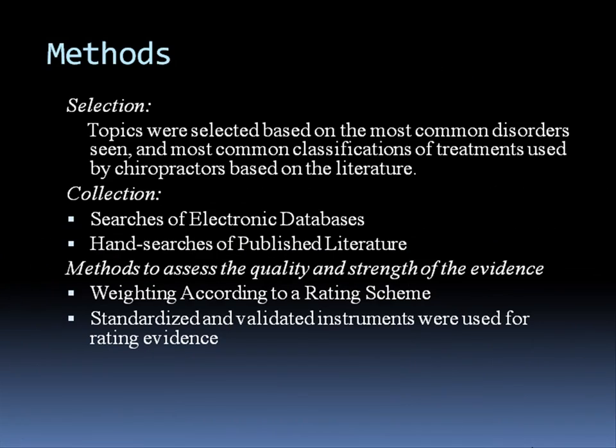Topics were selected based on the most common disorders seen and most common classifications of treatments used by chiropractors based on the literature. Typical search approaches were used, including searches of electronic databases and hand searches of published literature. Ranking of the literature by our team was based on a weighting scheme. We used standardized and validated instruments. The specifics are available in the full document found at the CCGPP site.